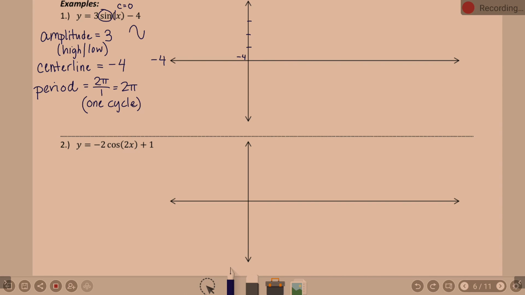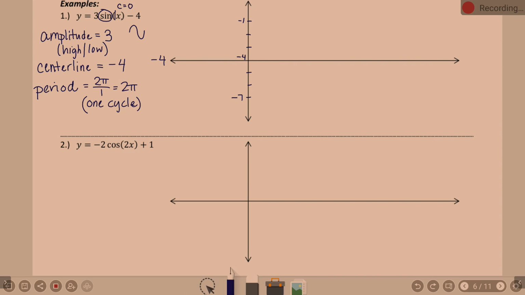So whether you do 3 tick marks up and 3 tick marks down, or whether you just label that max and min, that's fine. But what is 3 up going to put us at? 3 up from -4 is at -1. What is 3 down from -4 put us at? -7. So my graph is going to be between -7 and -1. Okay? And so that's my vertical labeling.